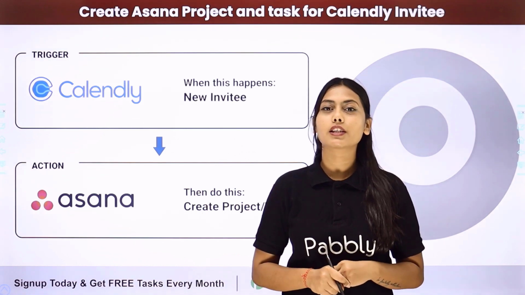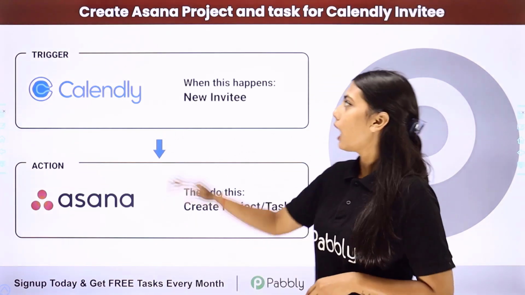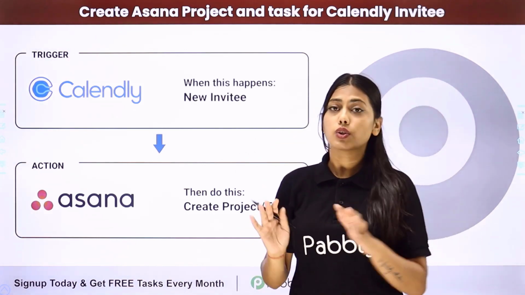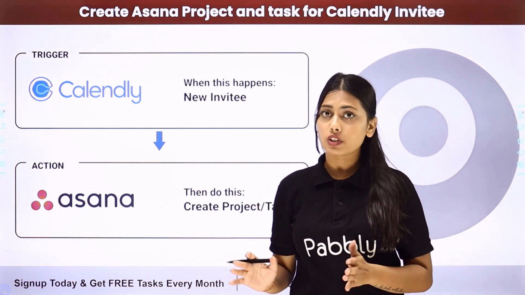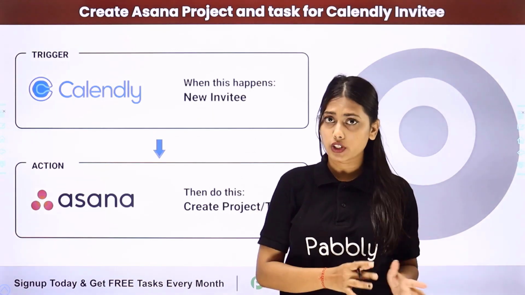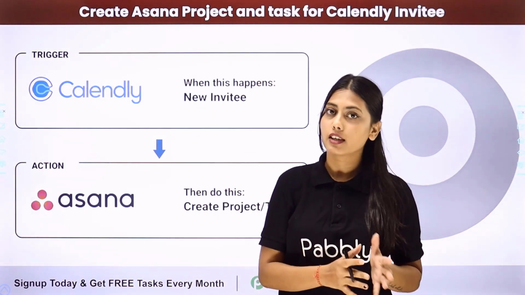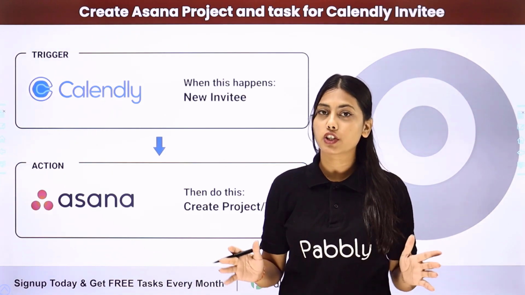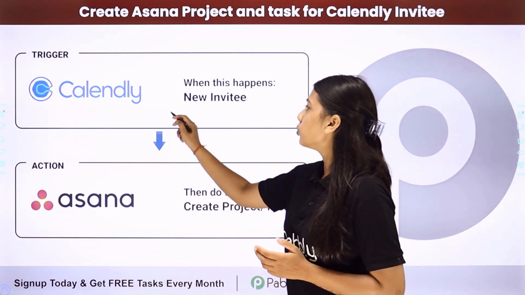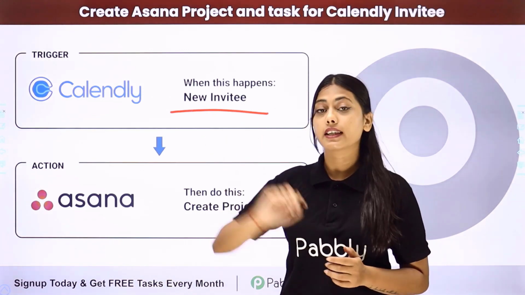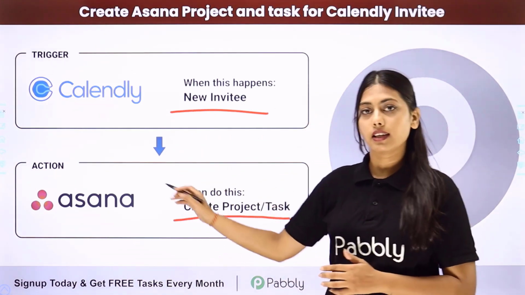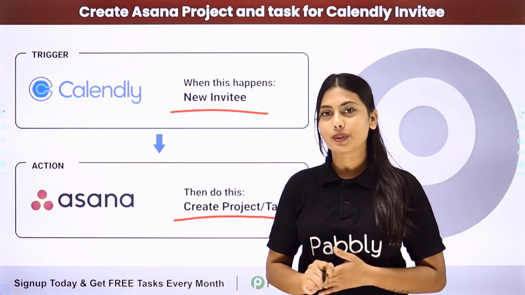Hello everyone, so in this video we are going to learn how to create an Asana project and task for a Calendly invitee. So whenever an invitee registers themselves for an event in Calendly, you have to first create a project in Asana and then a task. So we are going to create a complete automation with the help of Pabbly Connect for this process, where our trigger will be a new invitee created in Calendly, and our action will be to generate a project and task in Asana. Let us learn how to do that.